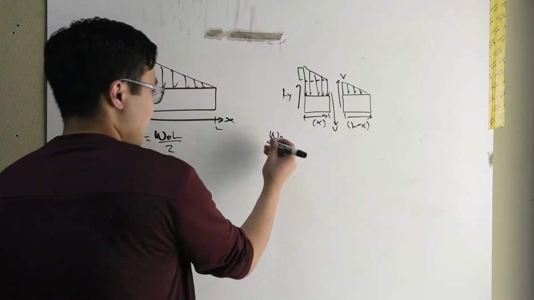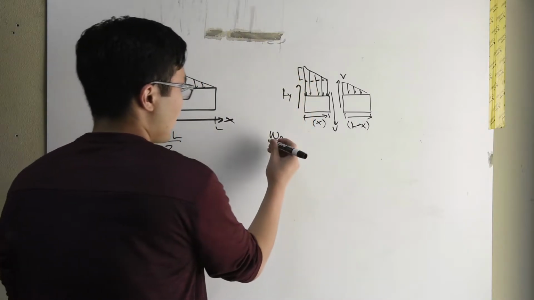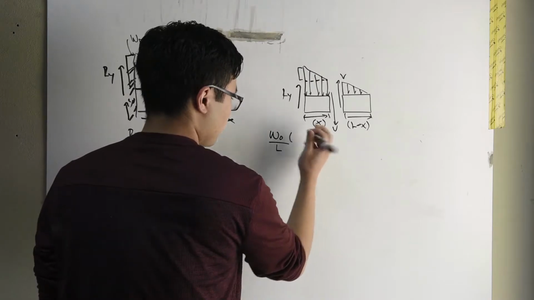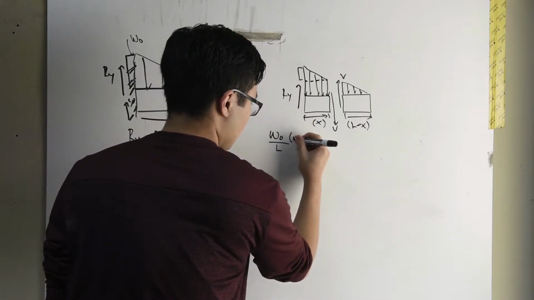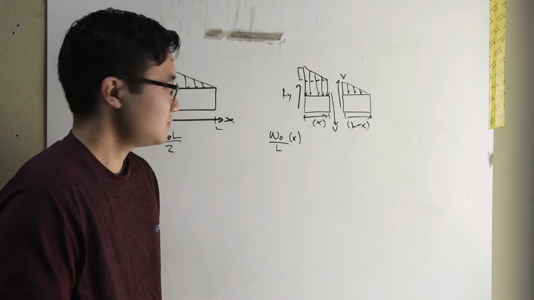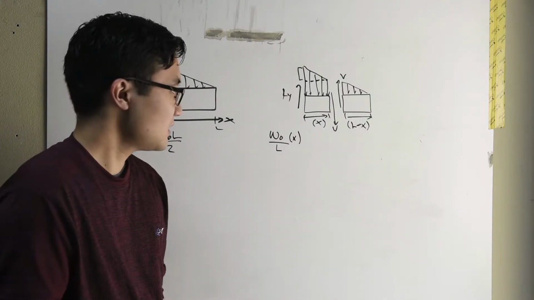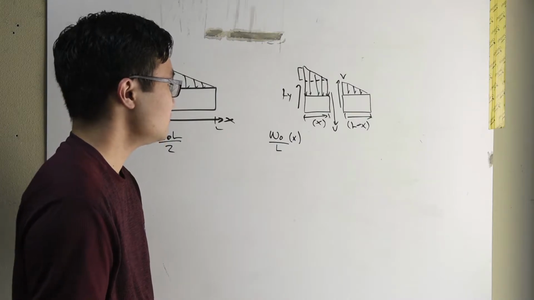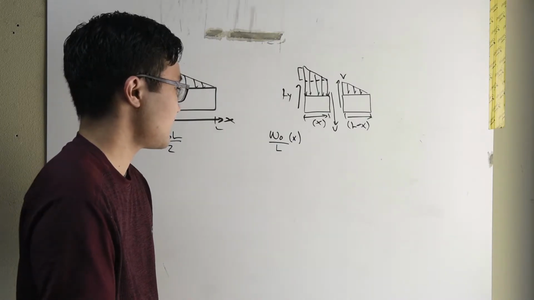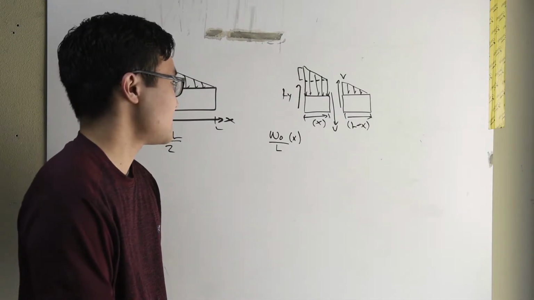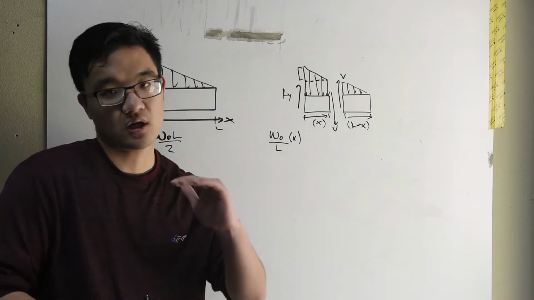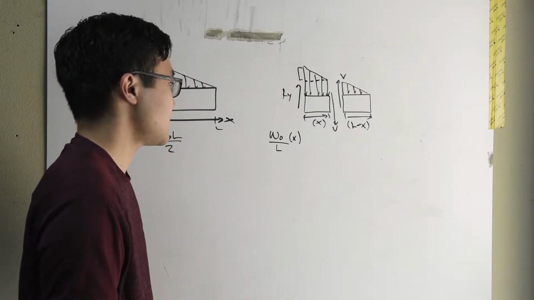So what I'll say is if I take that W naught, I divide by L, and I multiply by x. At x equal to L, I get W naught. When x is equal to 0, I get 0. Which makes sense because at 0, I'm basically at a very skinny, very tall rectangle. So that should make some sense.